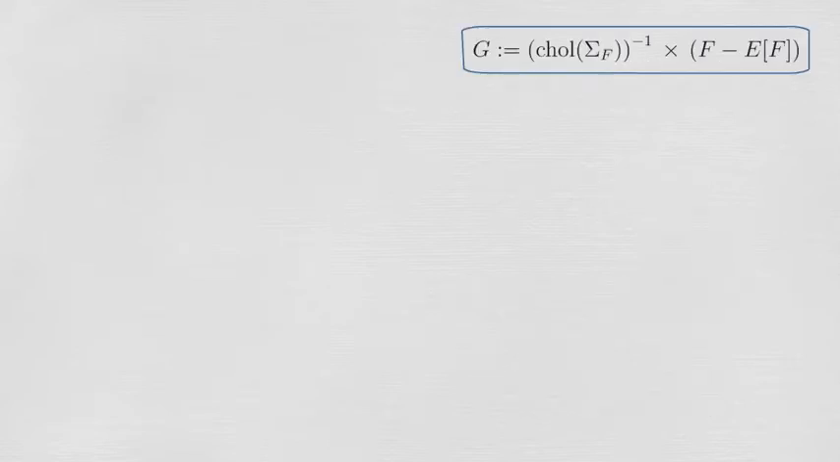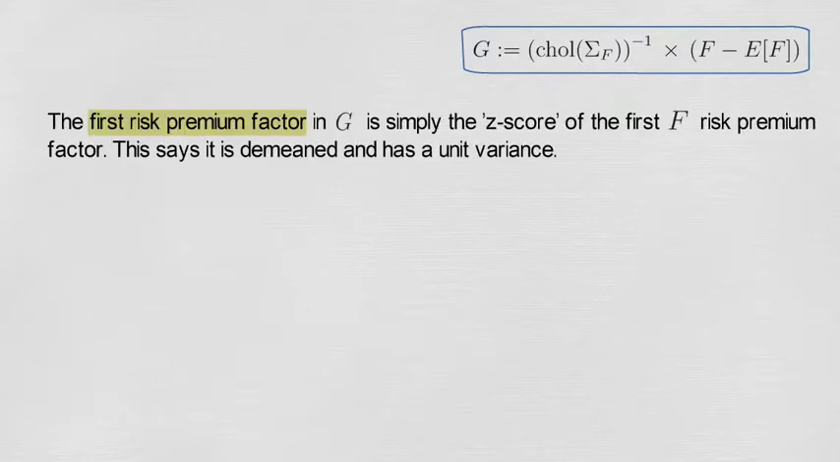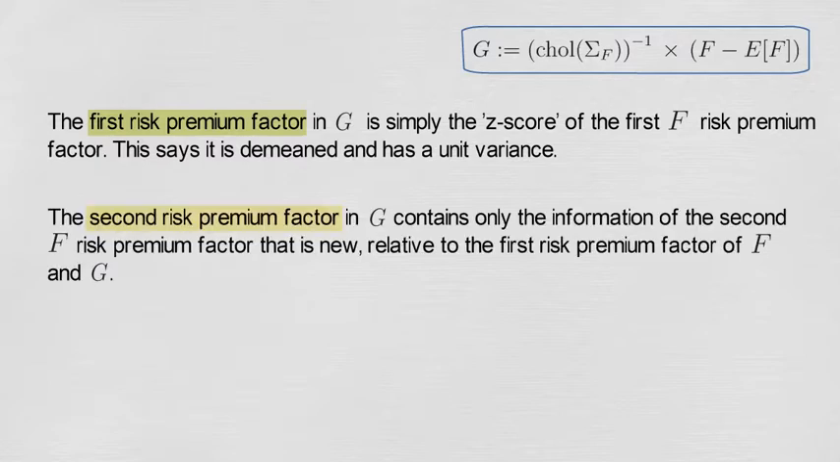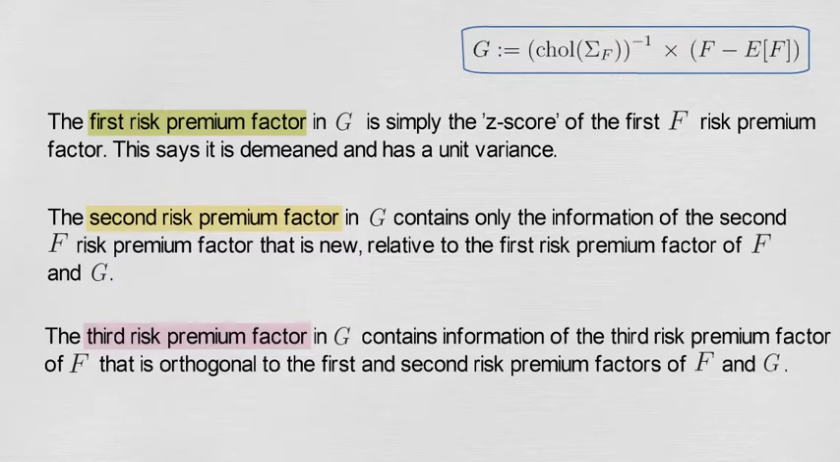Now look at that equation and appreciate the following intuitive features. The first risk premium factor in G is simply the z-score of the first F risk premium factor. This says that it is demeaned and has a unit variance. The second risk premium factor in G contains only the information of the second risk premium factor that is new relative to the first risk premium factor of F and G. The third risk premium factor in G contains information of the third risk premium factor of F that is orthogonal to the first and second risk premium factors of F and G.